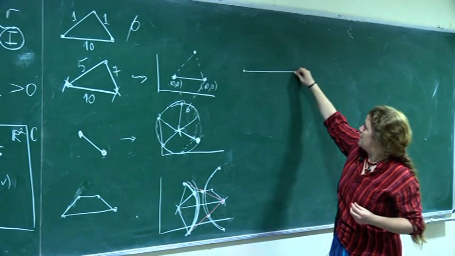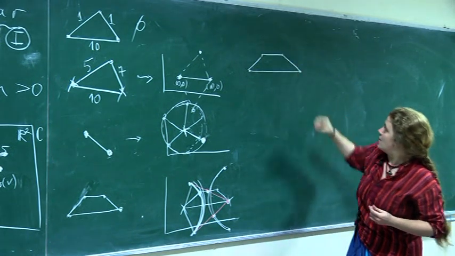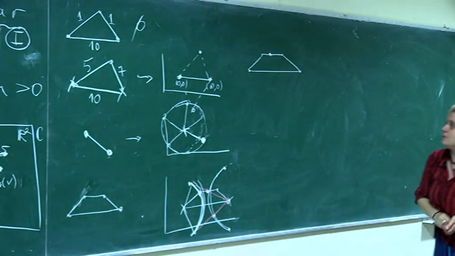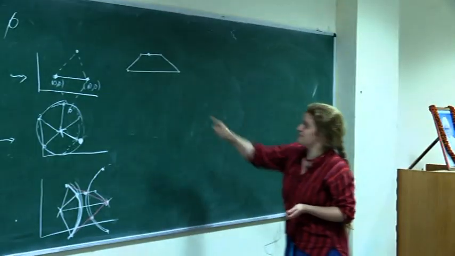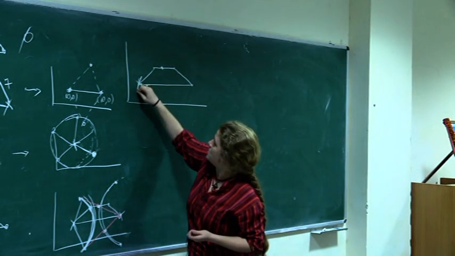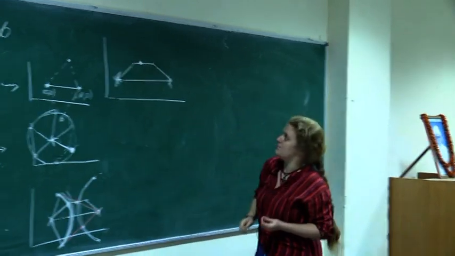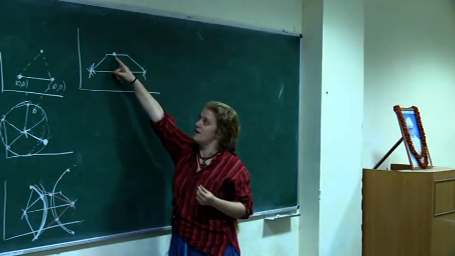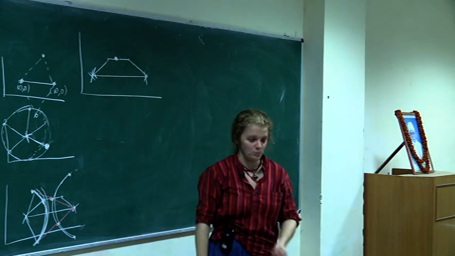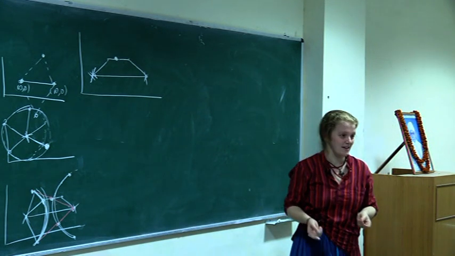But with this quadrangle, we can do something more interesting. We can place our pen somewhere here in the middle of this edge. Suppose these two vertices are still fixed. What figure will this point draw during all possible movements of this quadrangle? What will it look like? Try to imagine.